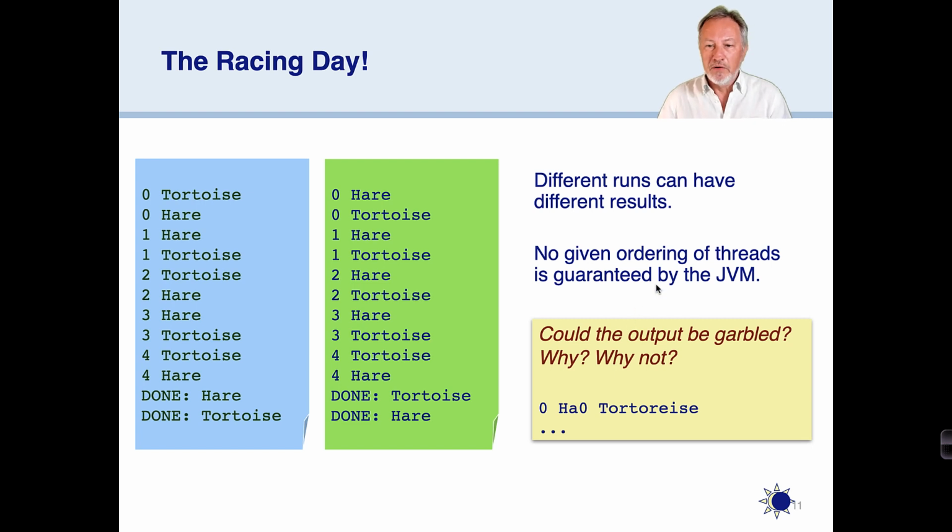So there's no guaranteed ordering of the threads by the JVM. One question, however, that we'll leave for the discussion time is why the output from the different threads never gets garbled. So how come we never see something that looks like this? 0 ha, 0 torto reise. Have a think about that and see what it is in our program that prevents this kind of conflict.